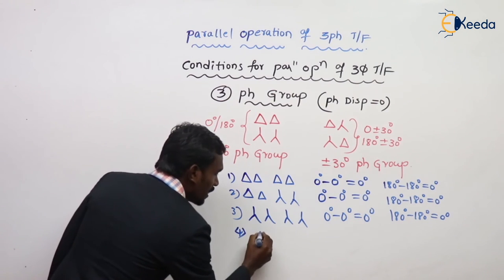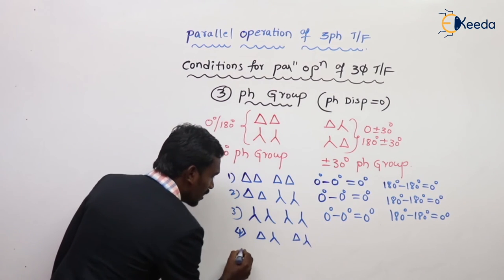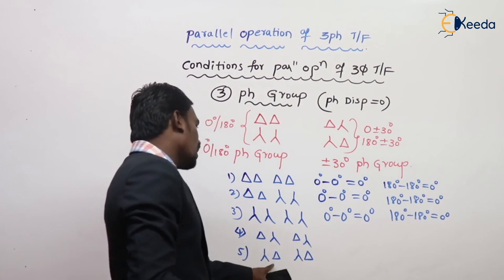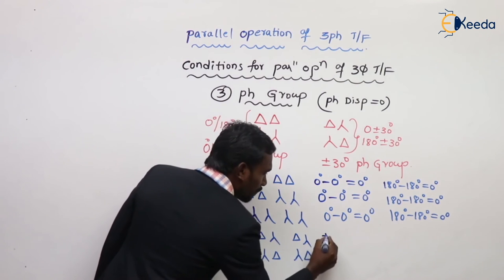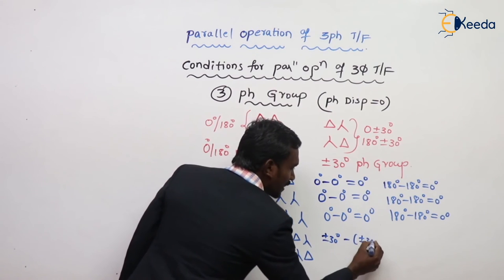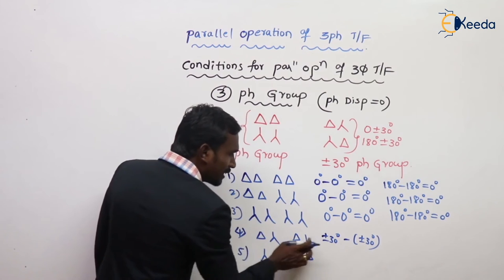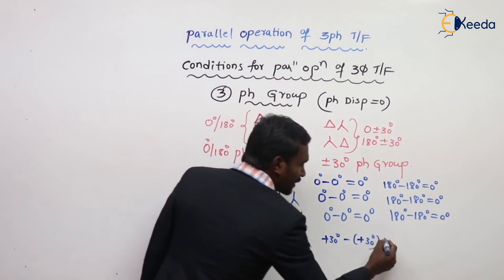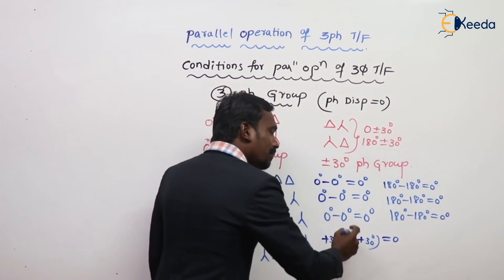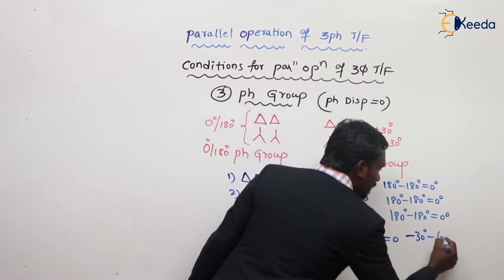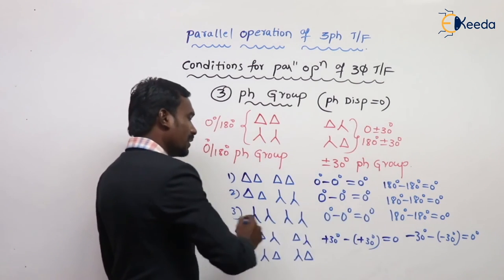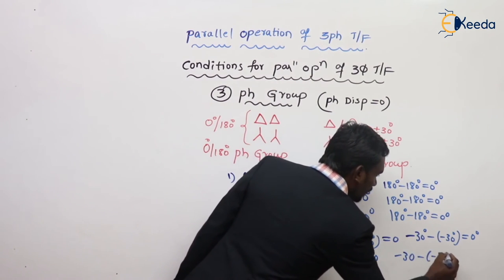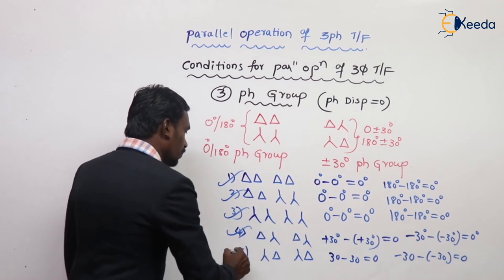And next one, the delta star with delta star. And next one, star delta with star delta also possible, because if this is either plus or minus 30 degrees, and this is also plus or minus 30 degrees. For example, for delta star, take the plus 30, and for the other delta star, take the plus 30. Plus 30 minus plus 30, then 0 degrees. Or minus 30 minus minus 30, minus 30 degrees minus of minus 30 degrees. Again, the displacement is 0 degrees. Then it is possible. So these five conditions are possible for parallel operation.